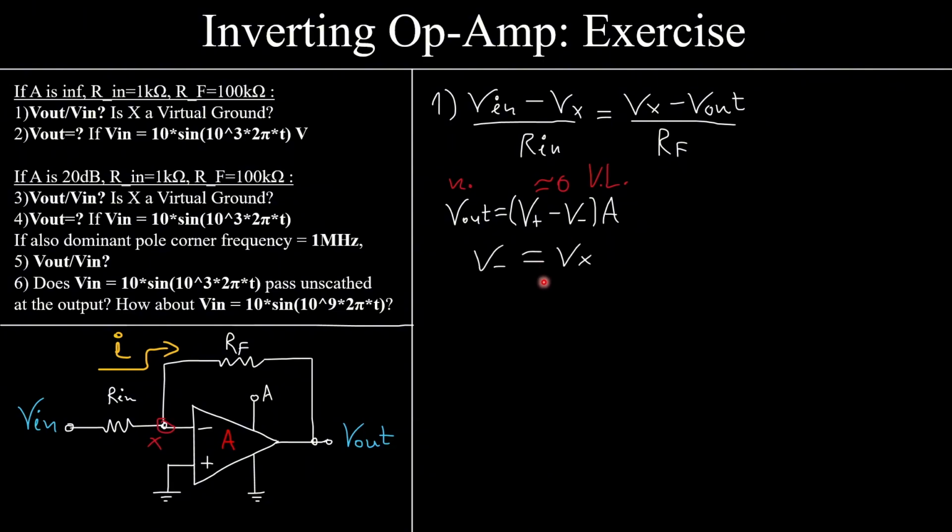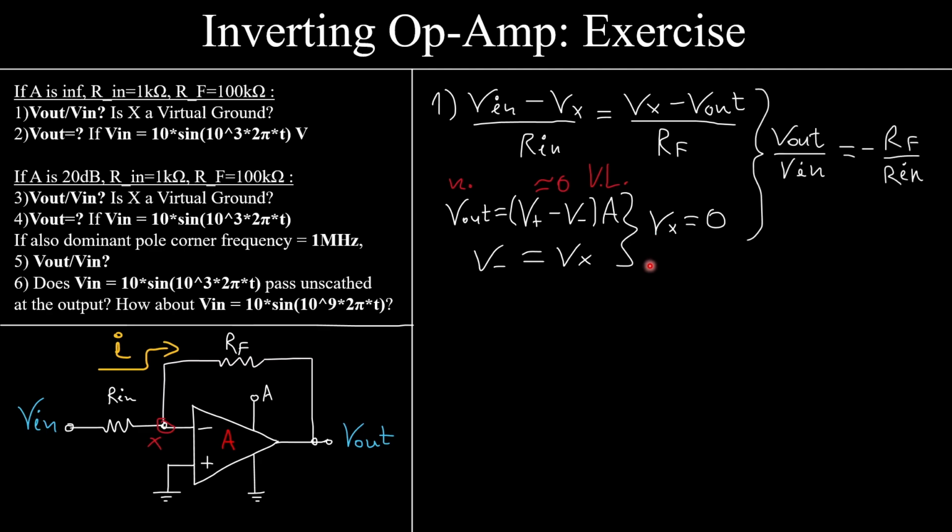This means that, of course, V minus is Vx, alright? And therefore, that means that Vx must be 0. Since V plus is 0, V minus must be 0, and therefore Vx must be 0. Now, replacing 0 over here, I have that V out over V in, and then putting V in over here and Rf over here, is minus Rf over Rin. And this is a standard equation for the closed loop gain of the inverting op-amp configuration. How much is it? Well, I replaced the numbers, minus 100 kilo ohms over 1 kilo ohm, it's minus 100.